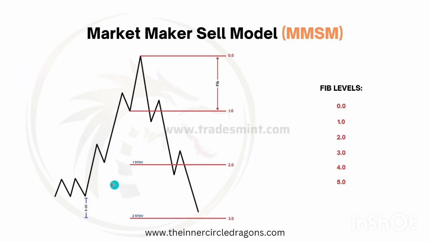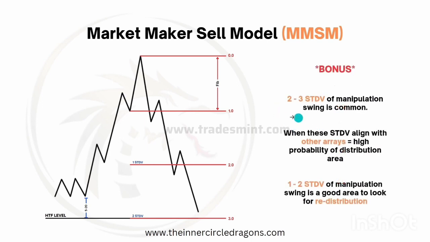If one of these deviations aligns with between 5 and 20 pips below the initial consolidation, and it also overlaps with a higher time frame level, this is a very strong confluence of where the market may want to reprice to. 2 to 3 standard deviations of the manipulation swing is common. When these standard deviations also align with other arrays, this is a high probability of a distribution area. 1 to 2 standard deviations of the manipulation swing is also another good area to look for redistribution.